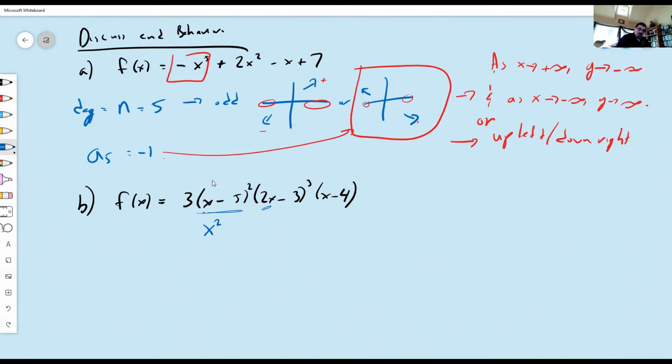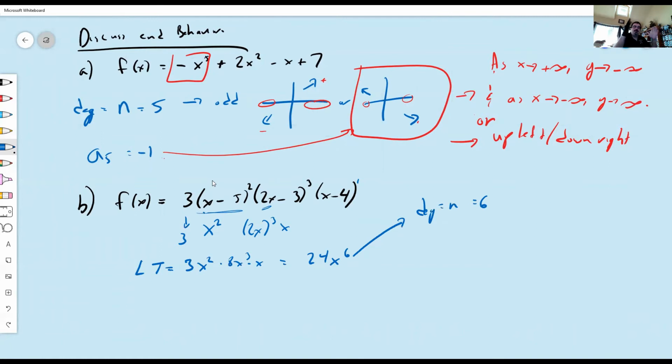2x has a highest degree, cubed. So it's going to be 2x cubed. Over here, x minus 4, the x outside has one power, so it'll be x. And then we're going to add on this 3 at the very front. So we work it out, our lead term will be 3 times x squared times 8x cubed times x. That's 24x to the 6th. So your degree, or n, is 6.